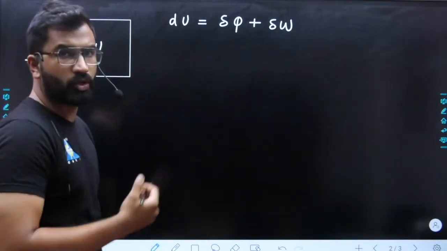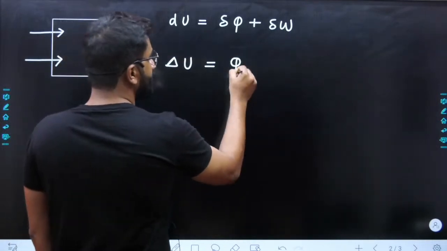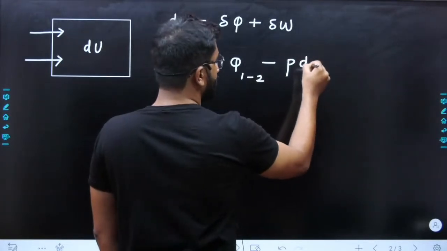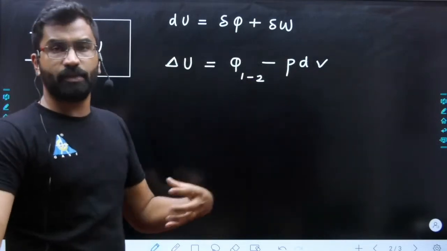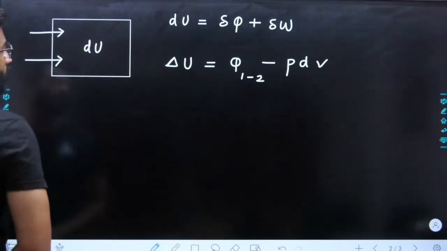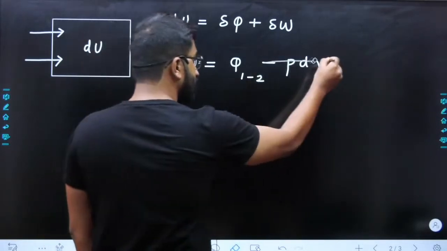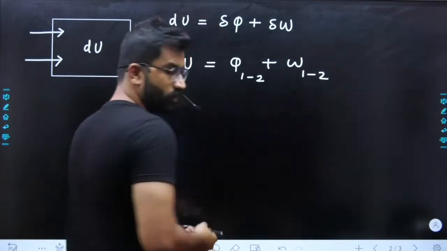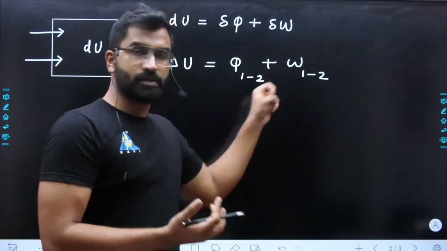Or we can say delta U is equal to heat transfer during process 1 to 2 minus PdV, because our del W is minus PdV for chemical engineers. Or you can write it as plus work transfer during process 1 to 2. This is according to our sign convention. Those who use the mechanical engineering sign convention can use minus, it doesn't matter.